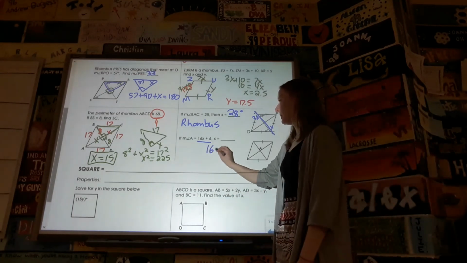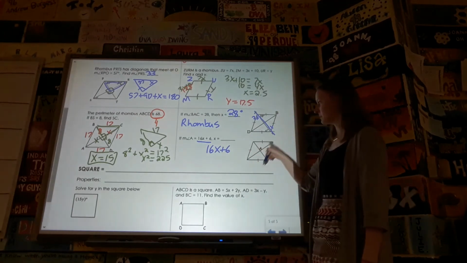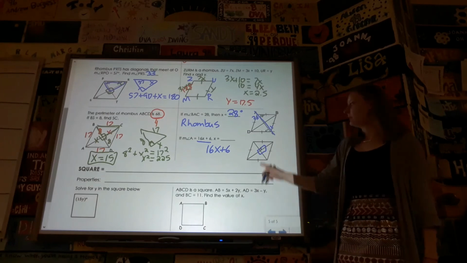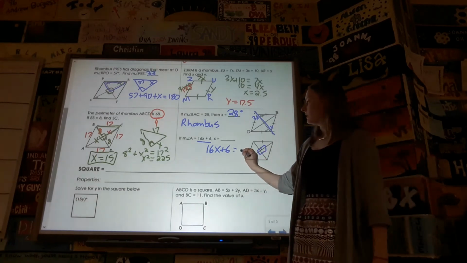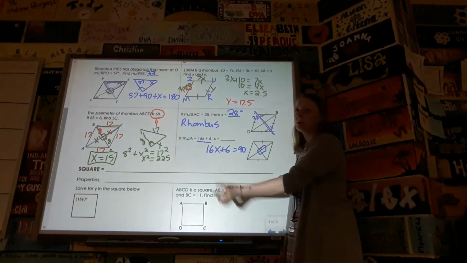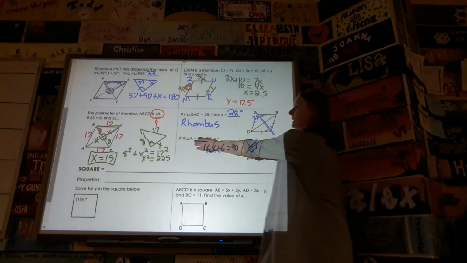Okay, so we're going to use the property of a rhombus. What do we know about where the diagonals meet? They're all perpendicular. So what would the measure of angle A be? 90. So if I know it's equal to 90, but I have an expression for it, I know that those are equal to each other. The expression for angle A is equal to 90.